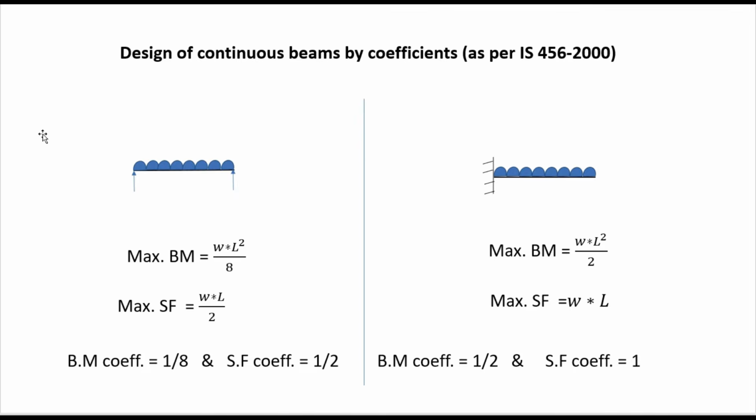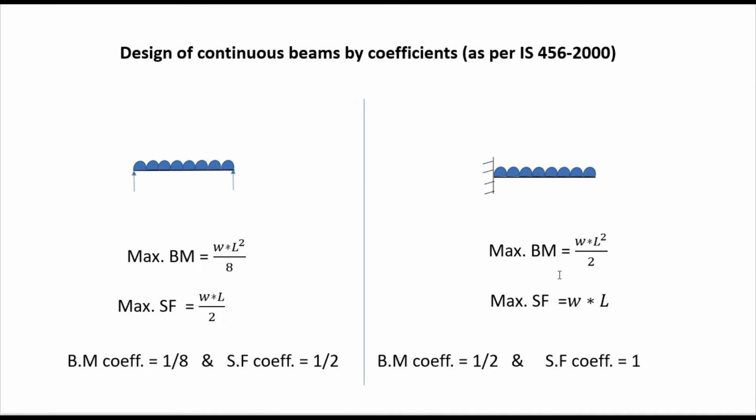For designing any beam, first of all we need to calculate maximum bending moment and shear force. For example, in the case of a simply supported beam, the maximum bending moment is given by WL square by 8 and the maximum shear force is given by WL by 2. So here we can say that the bending moment coefficient is 1 by 8 and the shear force coefficient is 1 by 2. Similarly, for cantilever beams, the bending moment coefficient is 1 by 2 and the shear force coefficient is 1.